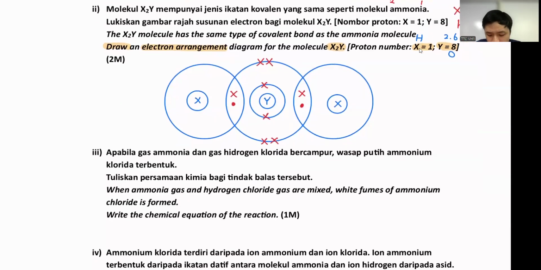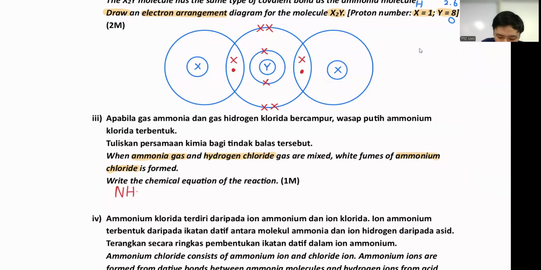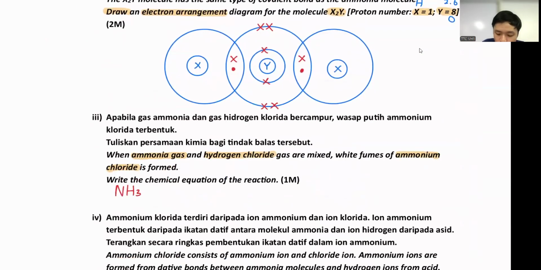When ammonia gas and hydrogen chloride are mixed, white film of ammonium chloride is formed. Write the chemical equation for the reaction. So ammonia is NH3. Just like I told you, right? NH3. Hydrogen chloride gas means hydrochloric acid, containing H plus Cl minus. So it's like you react with HCl.